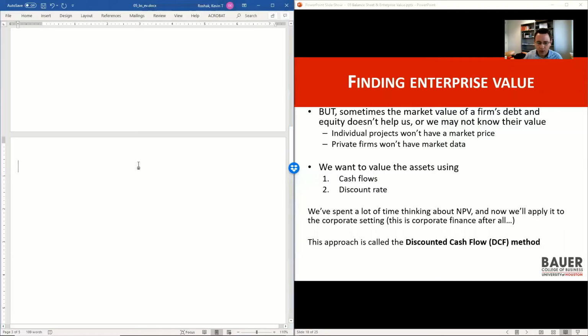So, in 2 quick sentences, the value of an asset can be determined by discounting its cash flows. What rate do we use? The rate is going to be determined by debt and equity. It's going to be determined by how much the debt holders require and how much the equity holders require. That whole thing, those 2 sentences together, is called the discounted cash flow method. That's what we're going to be doing in this semester.